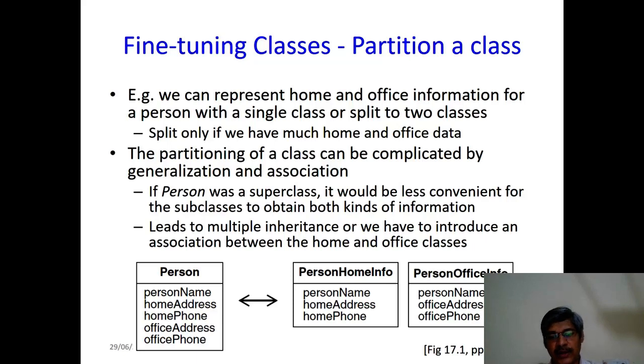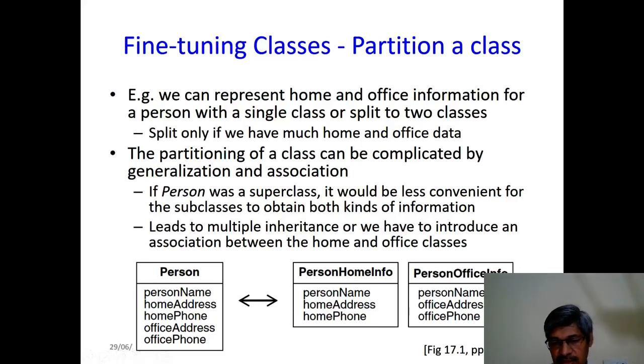So the point I'm trying to make is that if there is a compelling reason, then you can partition it. But you should also know about the consequences, and you should consider them during the implementation. Not just multiple inheritance, even associations will be a problem. For example, if there was only one association earlier, now what happens? Will both of them have the associations, or will you have the association only for a particular type of information? All these things you have to consider.